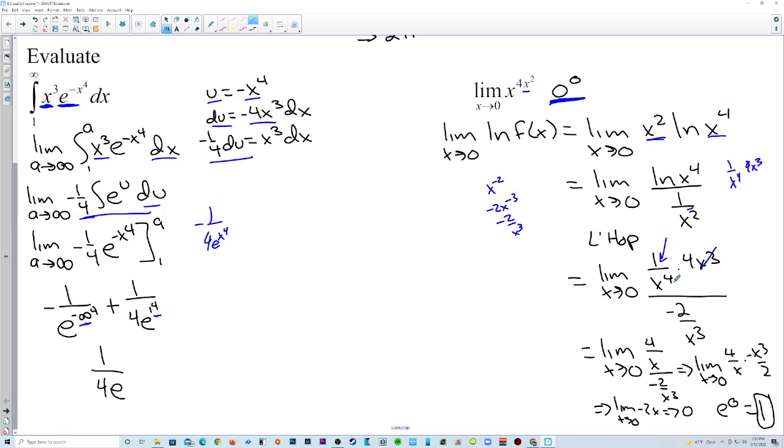Well, this cancels out with 3 of those. That leaves 4 over x. And then we could just multiply by the reciprocal instead of dividing. So there's multiplying by the reciprocal. 1 cancels out there, leaving 2. So we end up with negative 2x. That's 0. e to the 0 is 1.